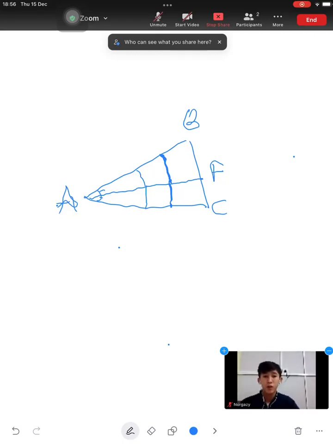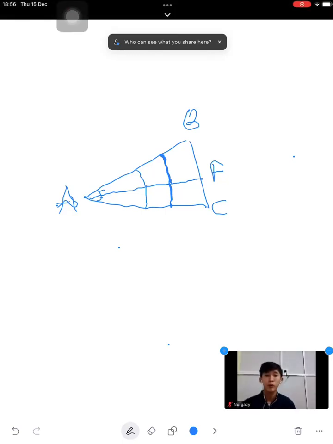Hello guys, today in the lesson we will learn the remarkable points of the triangle, and it turns out the triangle has four remarkable points: the intersection point of bisectors, medians, heights, and midpoint perpendiculars of the sides of the triangle. The first is the bisector.